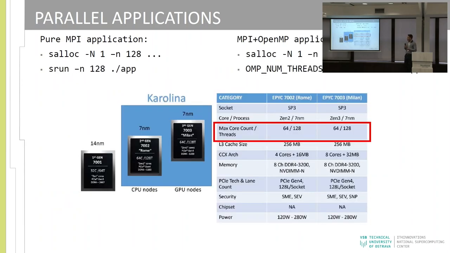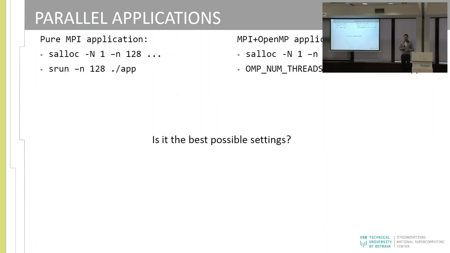Okay, if I look at the hardware description of Carolina, I can see that there are CPUs with 64 cores. Because each node has two sockets, I can use up to 128 threads or MPI processes per node. So if I have a pure MPI application, I can run my application in the following way, or if I have a hybrid application, I can run my application with threads and MPI. But the interesting question is, is this setting best possible? If I run my application in the following way, is it the best way to do it, or is there maybe some better setting?